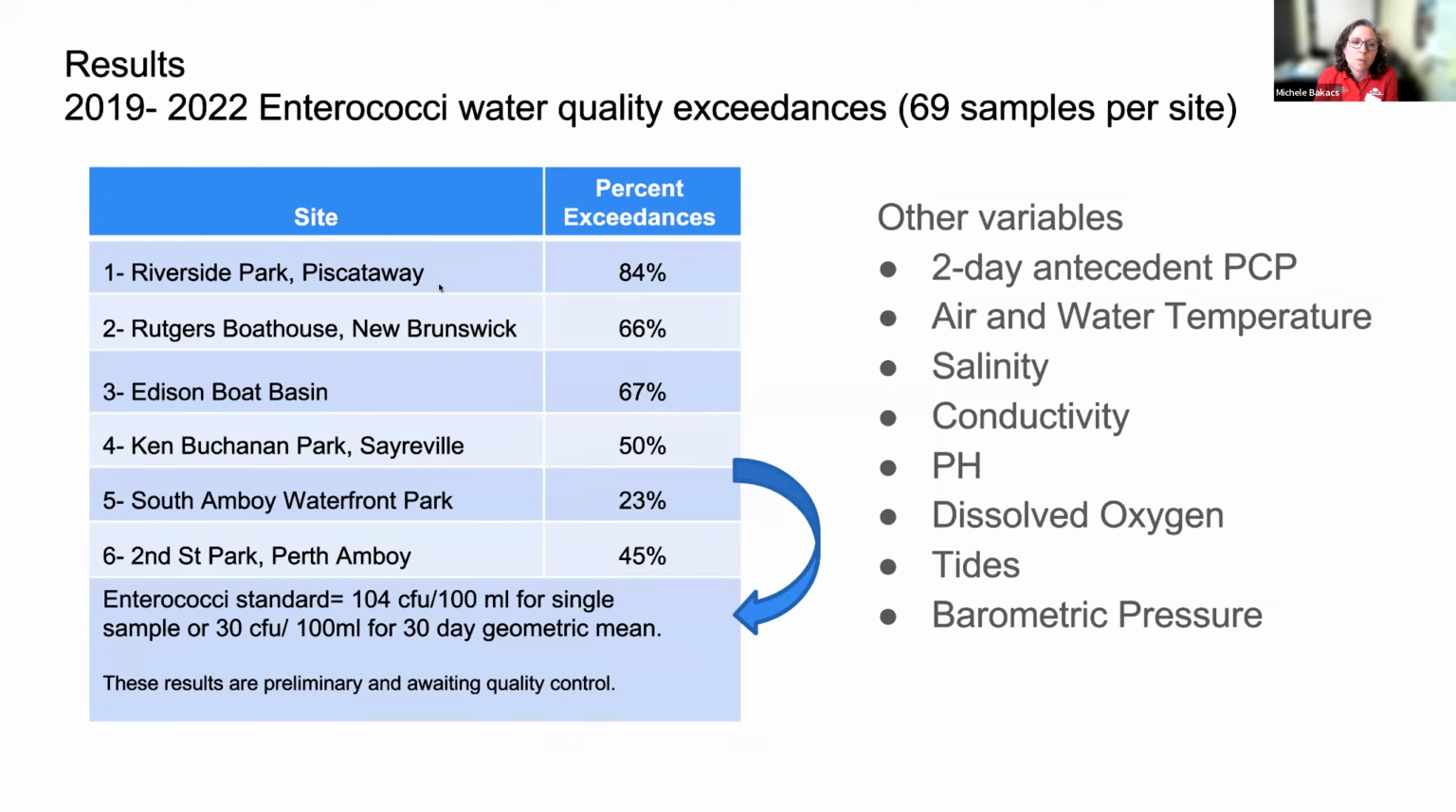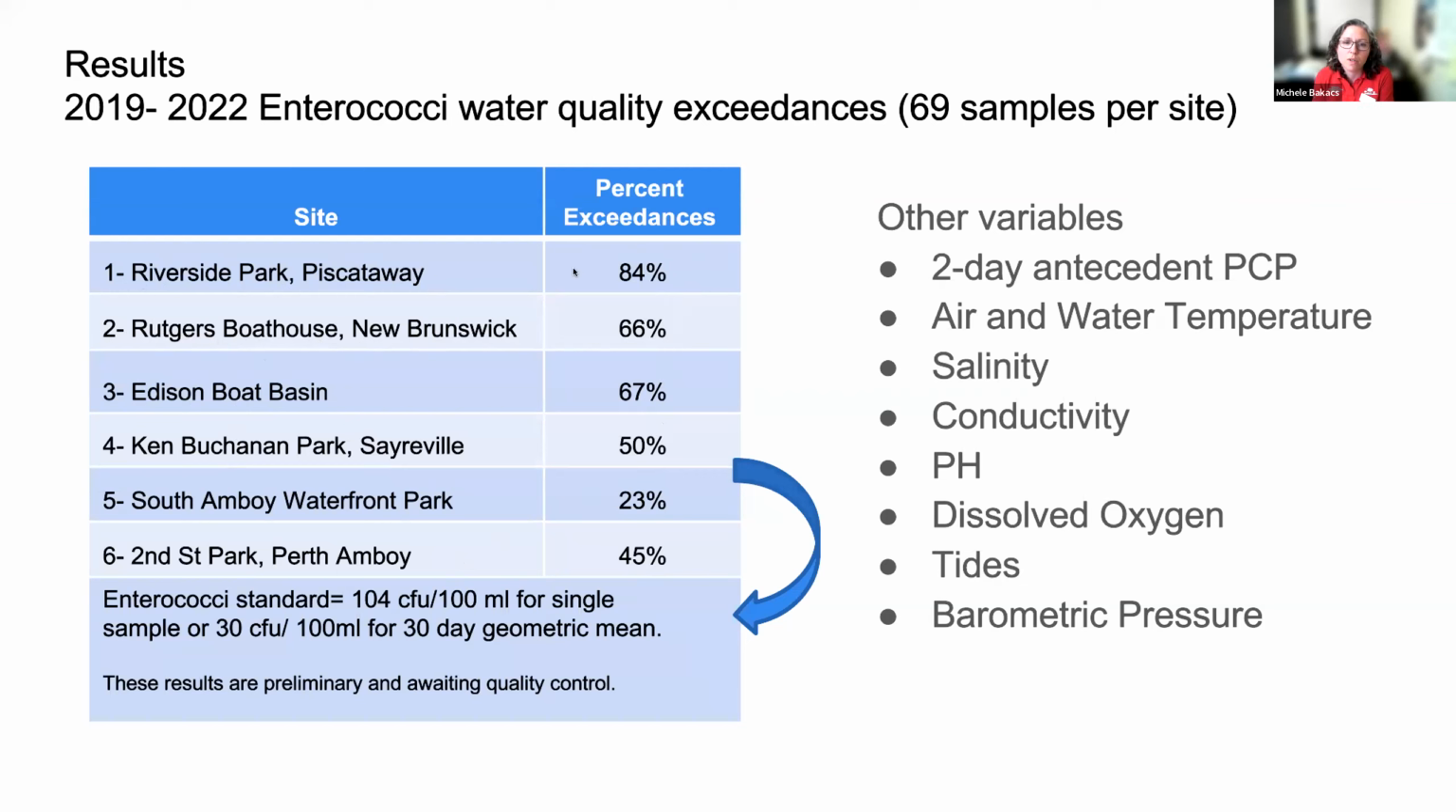So here's Riverside Park in Piscataway, that's our first site. Here's Rutgers Boathouse in New Brunswick. The third is Edison, then there's Sayreville, then there's South Amboy and 2nd Street Park. And what this second column here shows is the percent exceedances of the water quality standard for Enterococci, okay? So how many times we've taken at each of our sites across all the years that we've been sampling since 2019, we have taken 69 samples per site, okay?